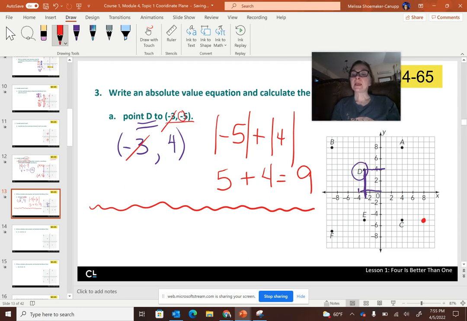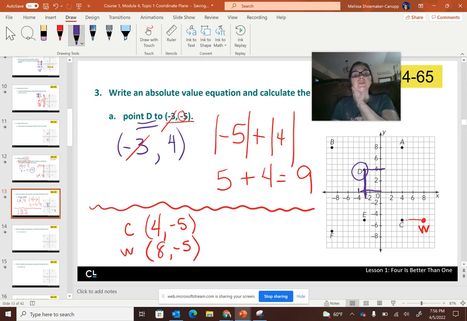Let's say I have, we'll call this W down here. Okay. And I want to measure the distance from C. So C is 4, -5. My W that I drew in there is 8, -5. Okay. So the -5s are the same. We're ignoring those. Here are the 2 numbers of interest here. If you'll notice, they are both positive.